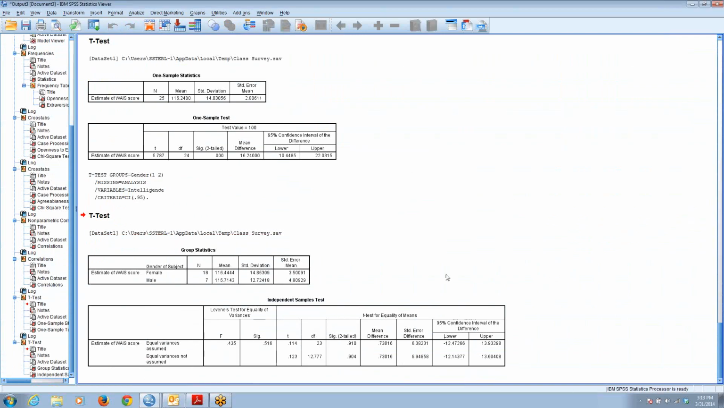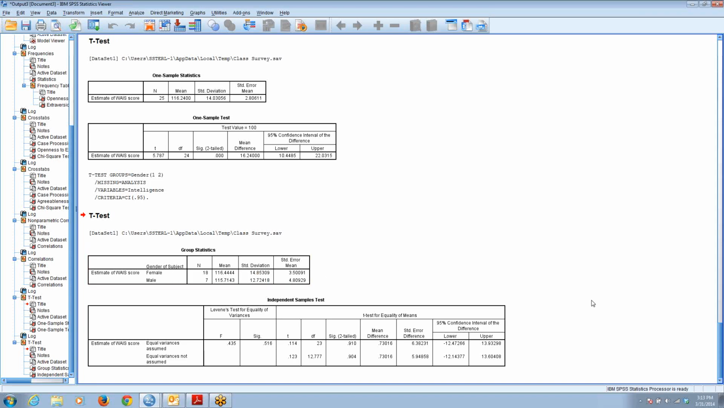And now what we have is a t-test. For females, we had 18 of them, and we had 7 males. The mean IQ for women, 116. The mean IQ for men, 115. But if you round it, it's actually exactly the same, 116 for both of them. So just looking at these means, I think we can feel pretty confident that the t-test will not be significant.